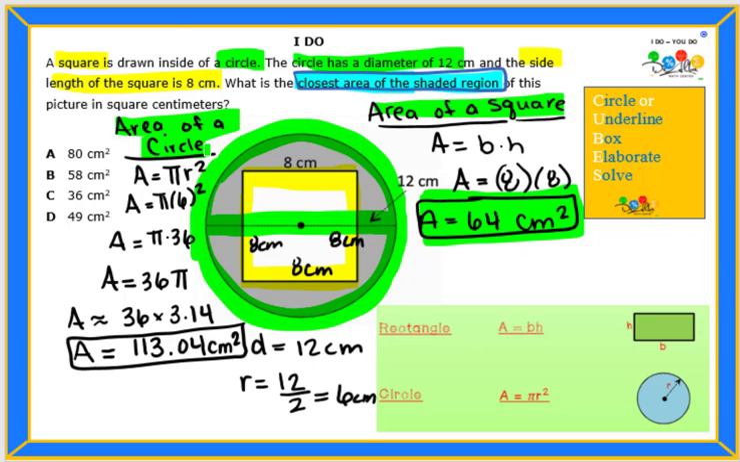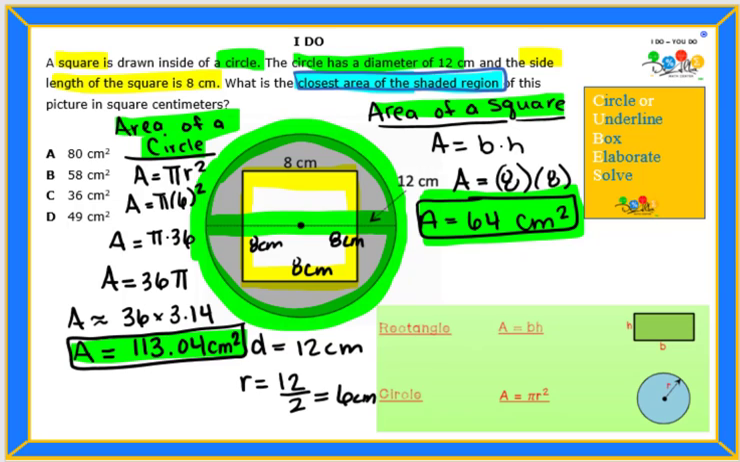So now we have the area of the circle. But remember, we're looking for the closest area of the shaded region. So the shaded region is the part of the circle that is not covered by the square. So it is the difference between the circle and the square. So we are going to subtract, or find the difference of, these two areas that we have.